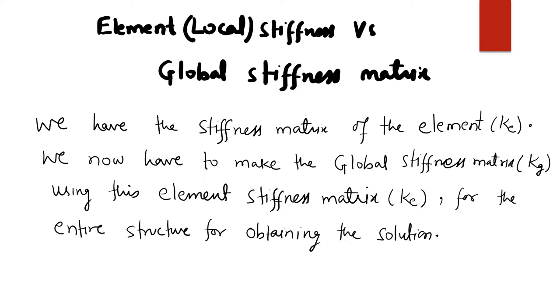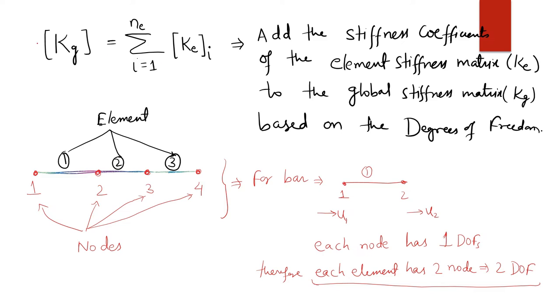So now, element stiffness matrix versus the global stiffness matrix. Basically we have the stiffness matrix of the element, that is KE, we have solved it. Now we have to make the global stiffness matrix using this element stiffness matrix. By using the element stiffness matrix KE, we can make the KG matrix, that is the global stiffness for the entire structure, because if we want to obtain the solution, we must have the global stiffness matrix.